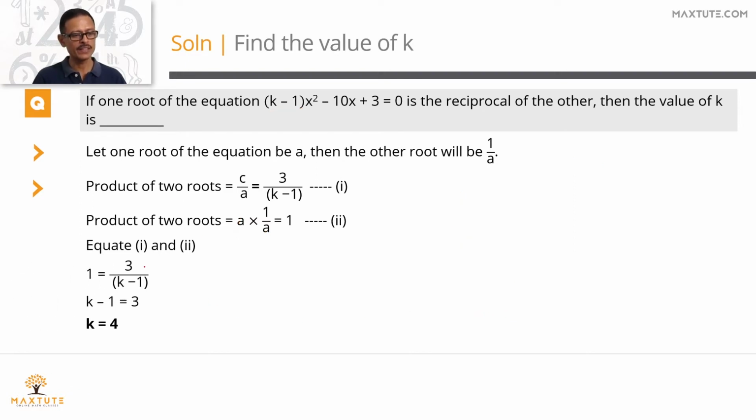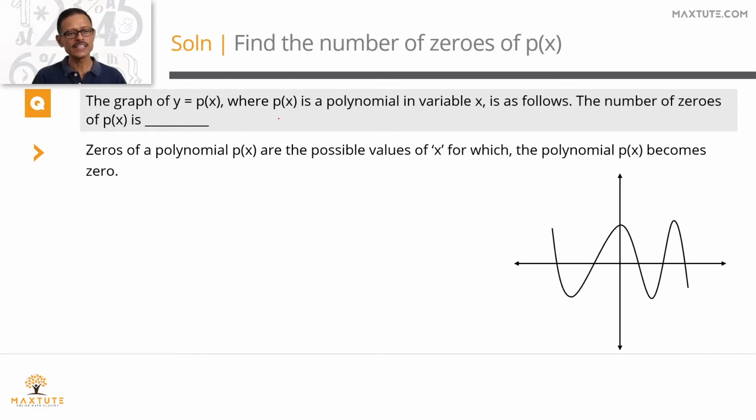Summarize the calculation in a printed form. So we are equating 1 to 3 by k minus 1. Solving for k is equal to 4. Let's move on to the second alternative. This is about polynomials. The graph y is equal to p of x.